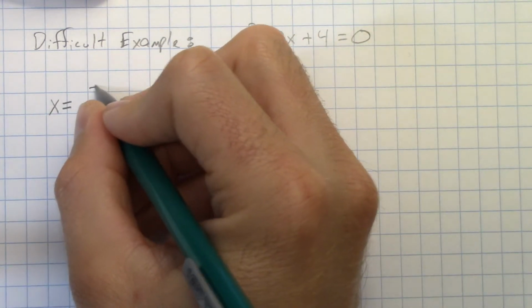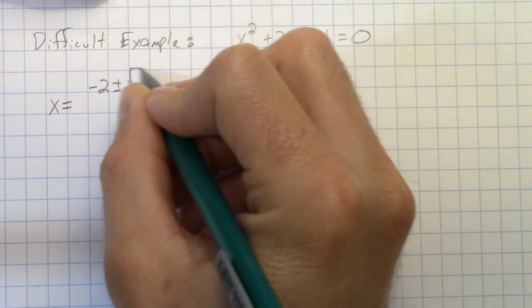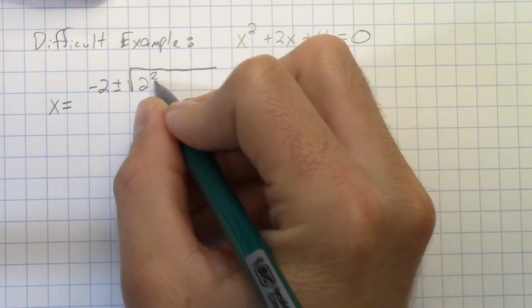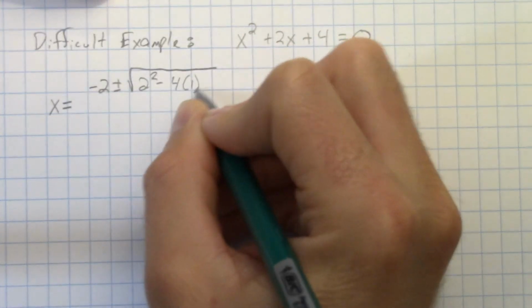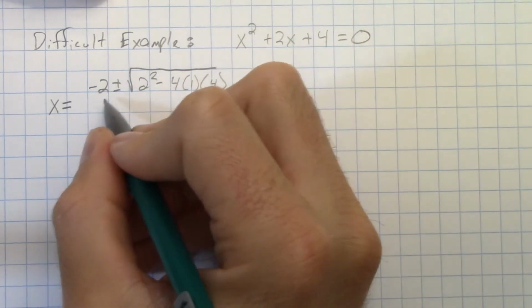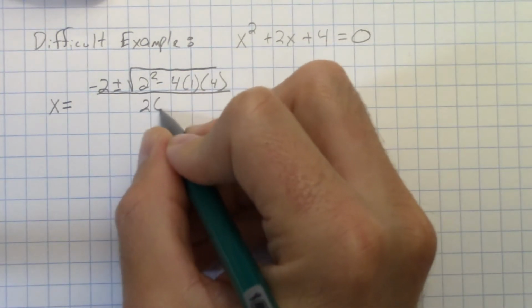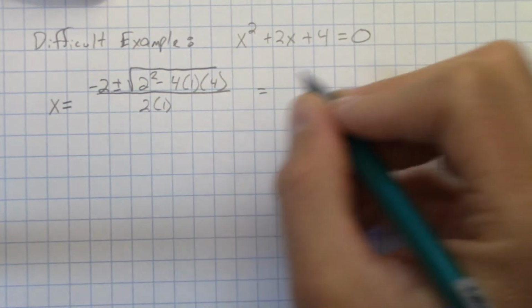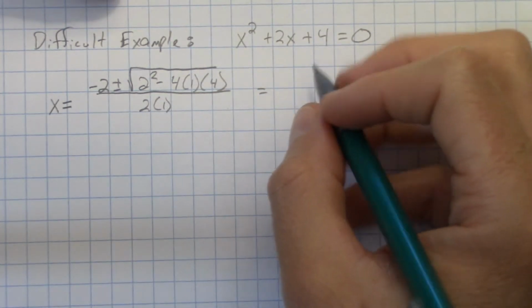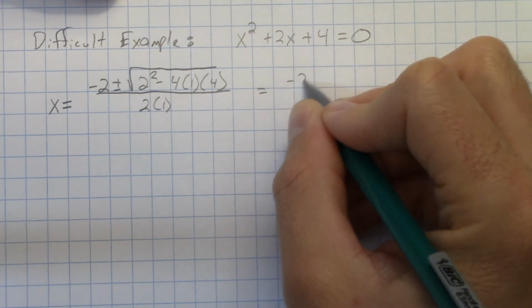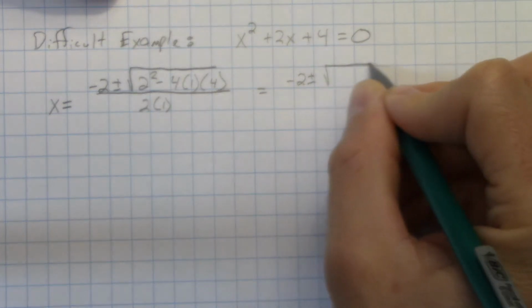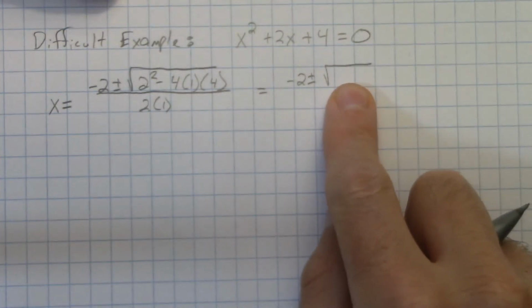The opposite of b, so negative 2, plus or minus the square root of b squared minus 4ac. Very similar to the medium example, except I changed this negative 4 to a positive 4. So almost everything's the same except for that, and that makes a big difference. And the reason it makes a big difference is because we end up with, underneath the square root, a negative number. So let's see why.